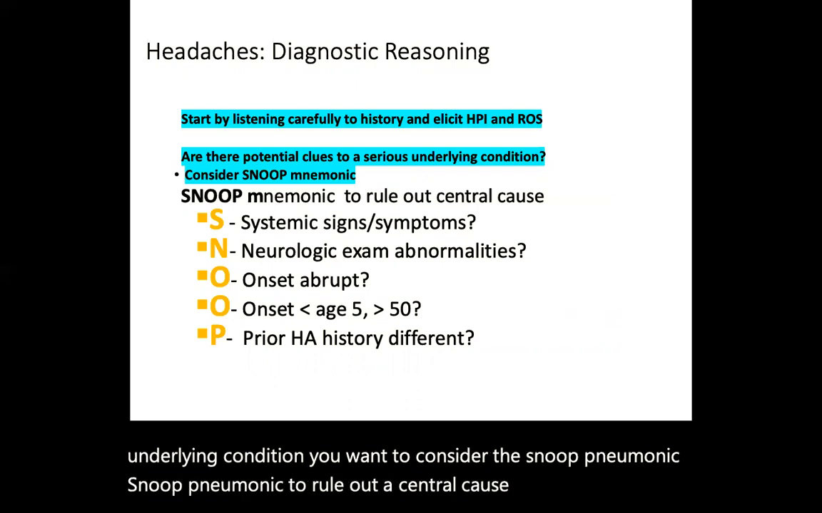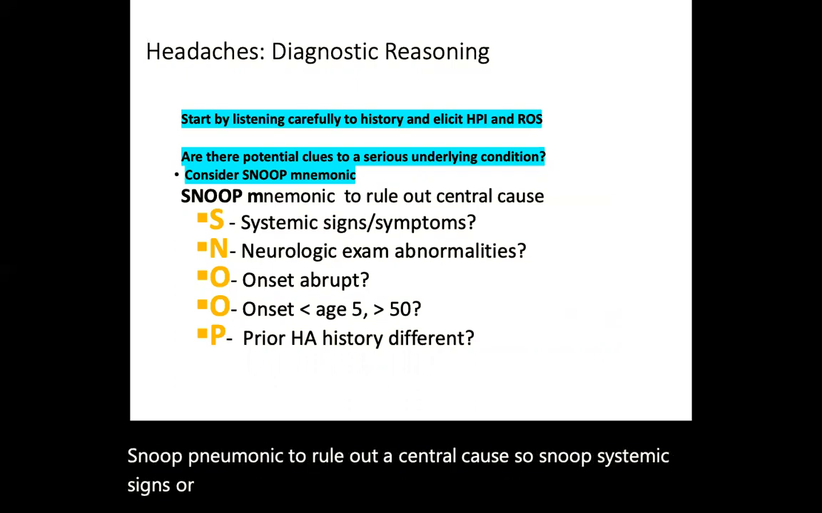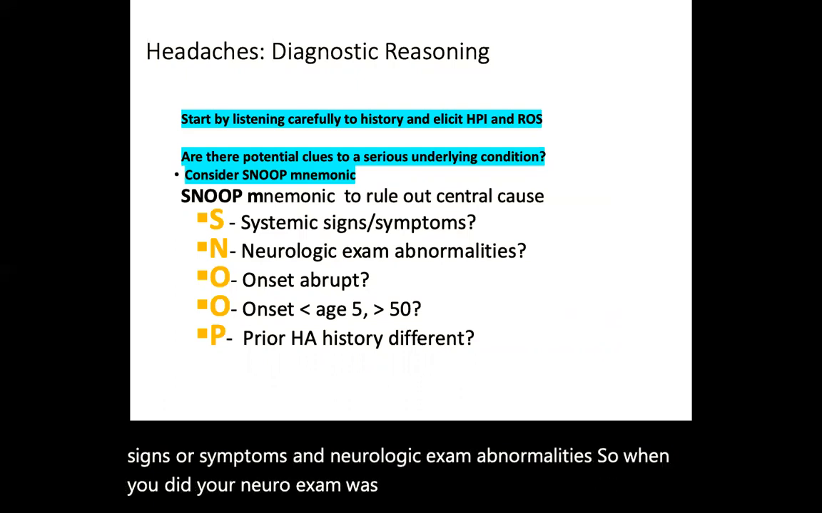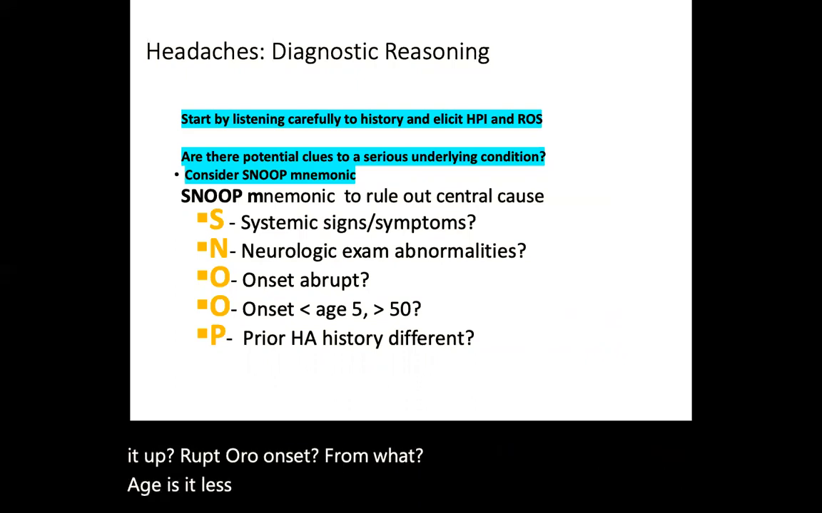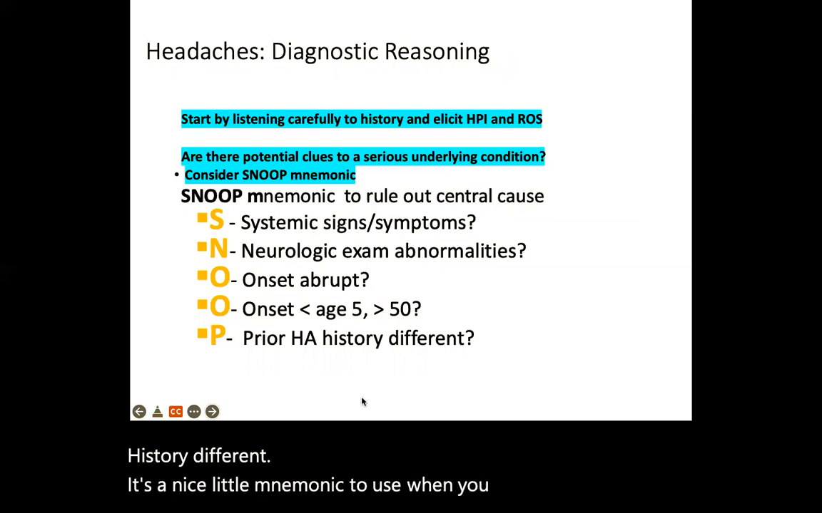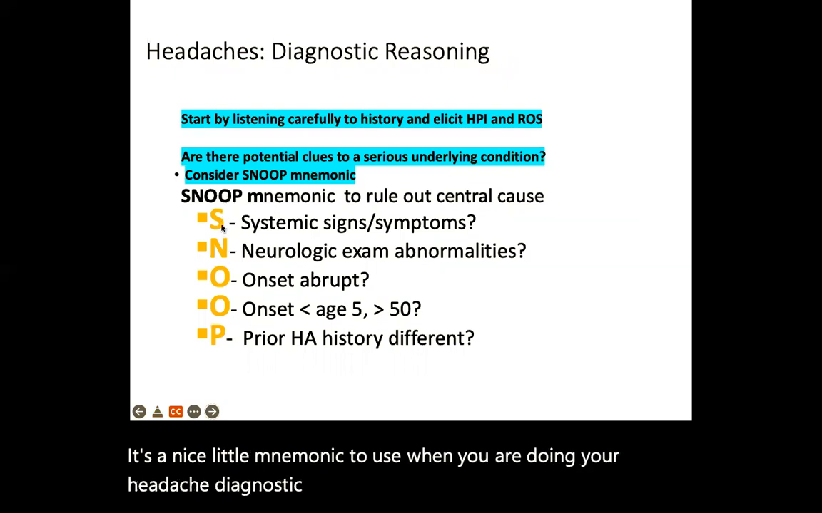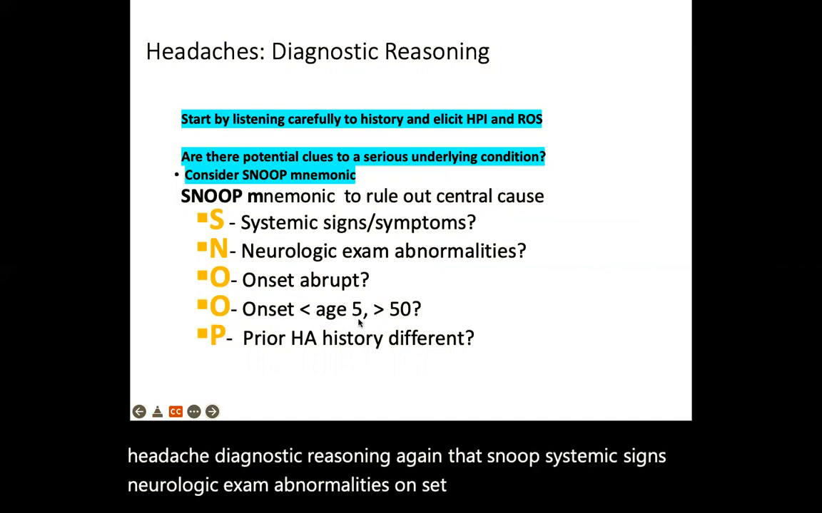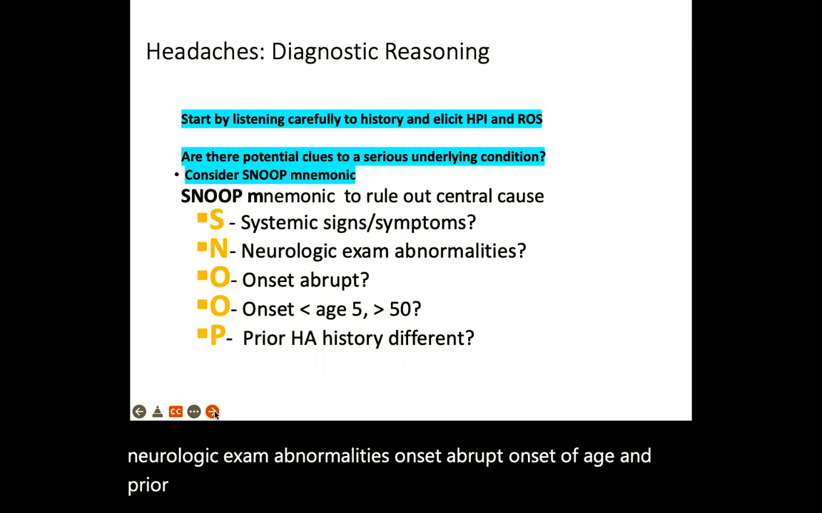So SNOOP: S, systemic signs or symptoms. N, neurologic exam abnormalities. So when you did your neuro exam, was something off? O, onset, was it abrupt? Or O, onset from what age? Is it less than 5 or greater than 50? And P, prior history different. It's a nice little mnemonic to use when you are doing your headache diagnostic reasoning. Again, that's SNOOP: systemic signs, neurologic exam abnormalities, onset abrupt, onset of age, and prior history, any different.